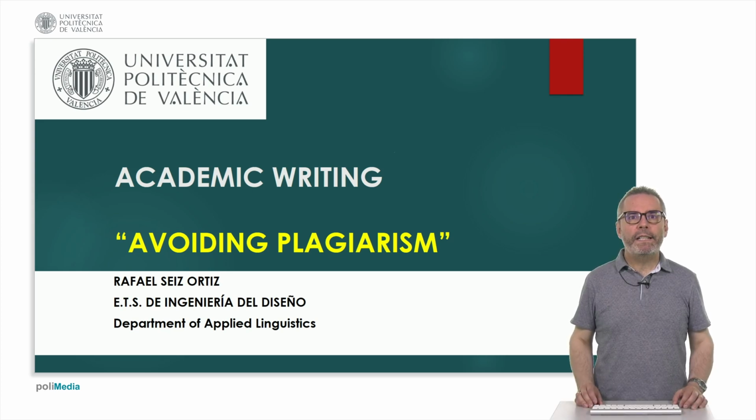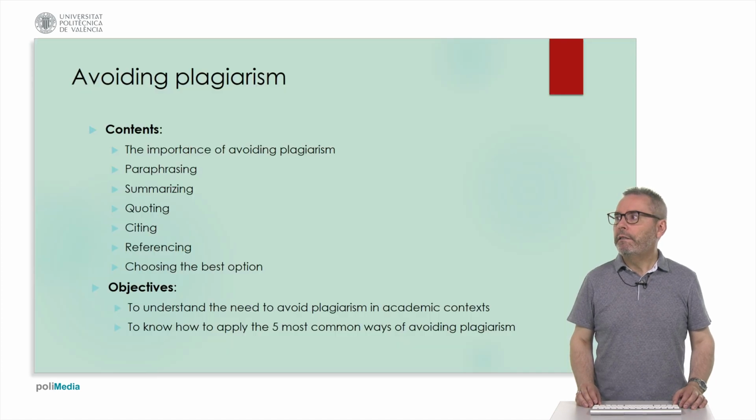Hello, I am Rafael Seith, and in this academic writing video we are going to deal with the problems of plagiarism and how to avoid it. We will see the importance of avoiding plagiarism first, together with some definitions, and the 5 common methods to avoid it: paraphrasing, summarizing, quoting, citing, and referencing. Finally, we will see a methodology to choose the best option.